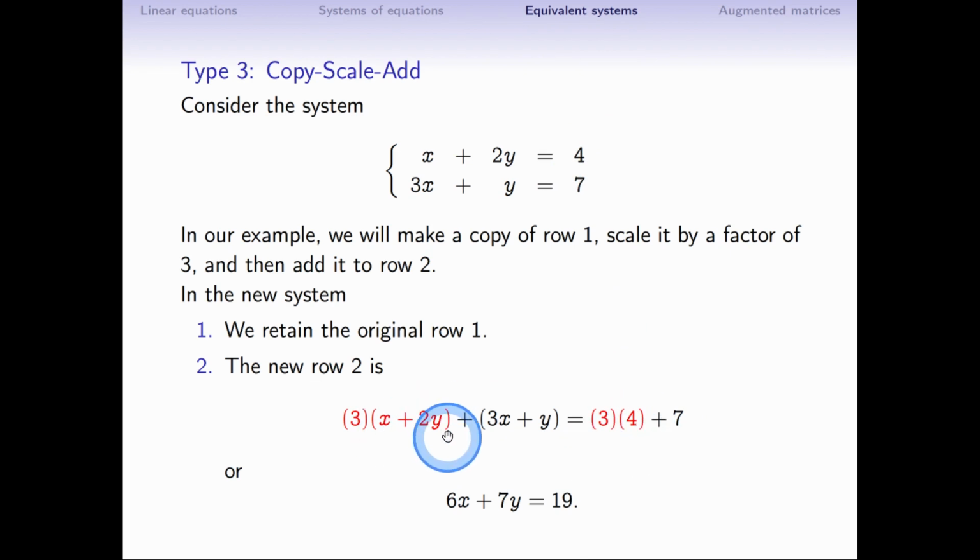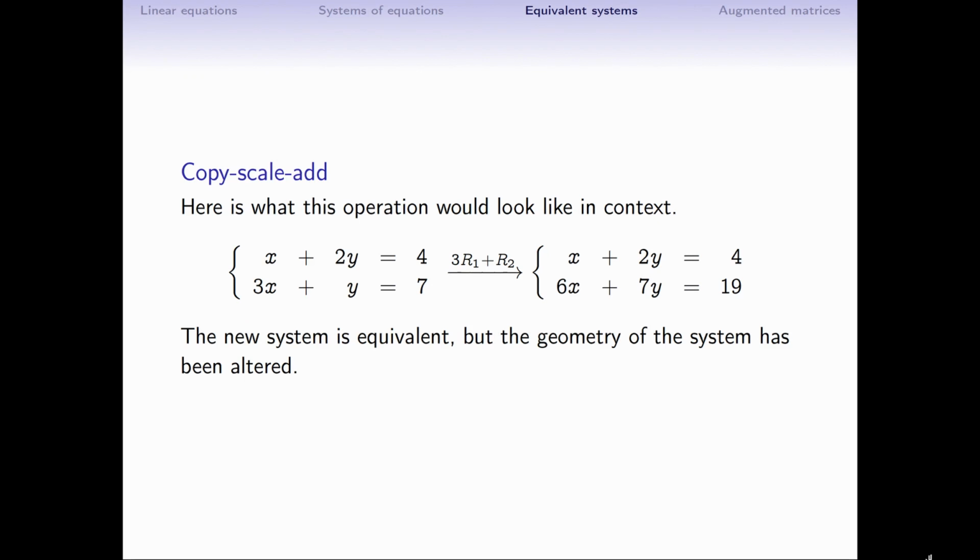Now, let's work this out. What's going to appear on the left? We're going to have a 3x combining with the original 3x to give us a 6x. And we'll have a 6y combining with a y to give us a 7y. So on the left, we're going to have 6x plus 7y. Likewise, on the right, we're going to have the 7 plus an additional 12, or a 19. So our new system of equations is going to be x plus 2y equals 4 and 6x plus 7y equals 19. Here's what this operation would look like in context.